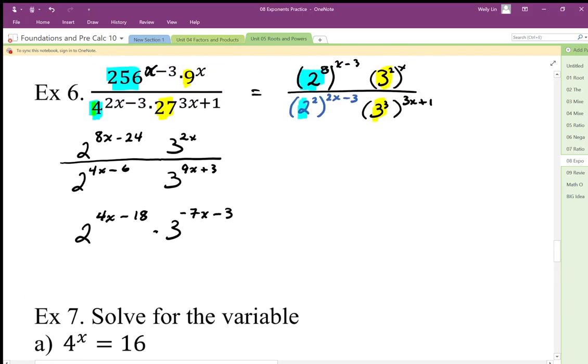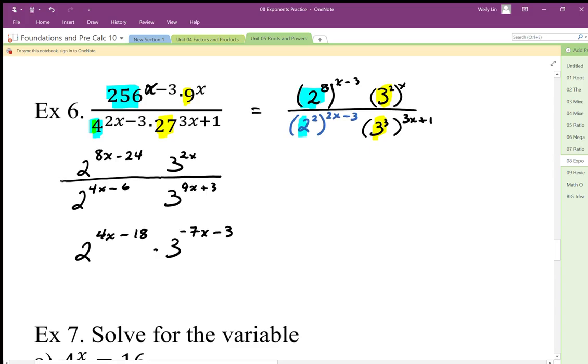What we can do when we don't have bases that match, we can see if they're related bases, and we can make them match in this way.